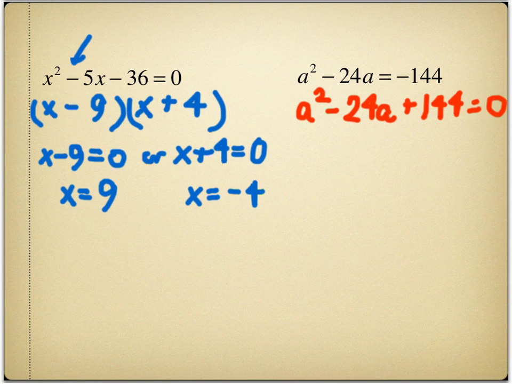Yeah, I can. Again, I don't see any common factors, so I make my two sets of parentheses here. It's obviously going to be a and a. Now, if I think of 144, that's a big number, but you may remember or know that 12 times 12 is 144. And because my middle term is negative, it's actually going to be this. So this is actually a perfect square trinomial, a minus 12 times a minus 12.